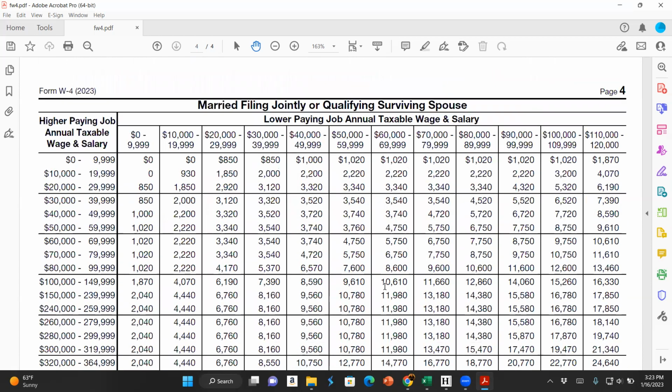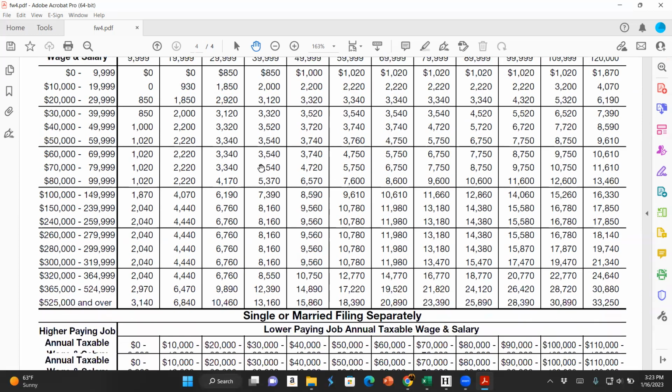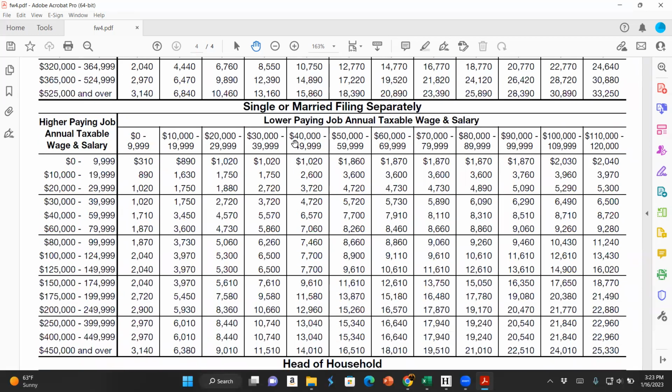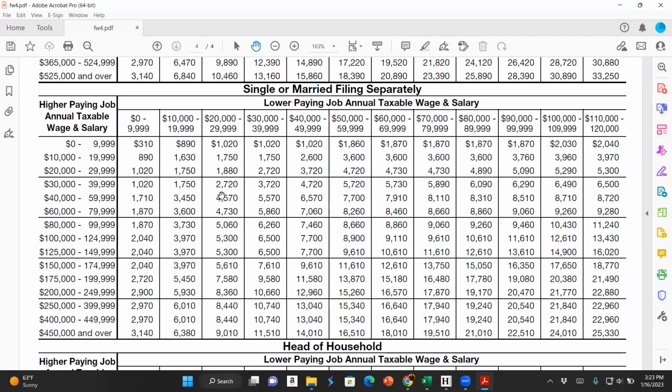And I should have said chart. I'm sorry. So you'll see there's one for married filing jointly or qualifying surviving spouse. That is not the one we want to use because married filing jointly has a different tax bracket than what Billy Bob is going to be looking at because he's head of household. Same thing with single or married filing separately. We don't want to use this chart because this is not going to apply to Billy Bob's situation.